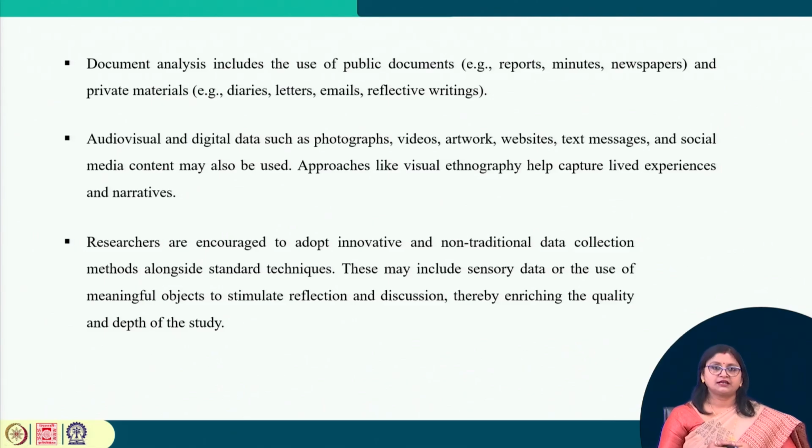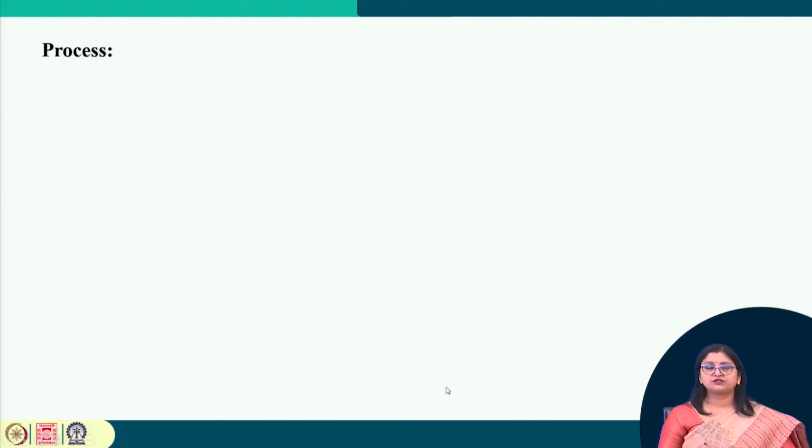And researchers are encouraged to adopt innovative and non-traditional data collection methods alongside the standard techniques. These may include sensory data or the use of meaningful objects to stimulate reflection and discussion, thereby enriching the quality and depth of the study.